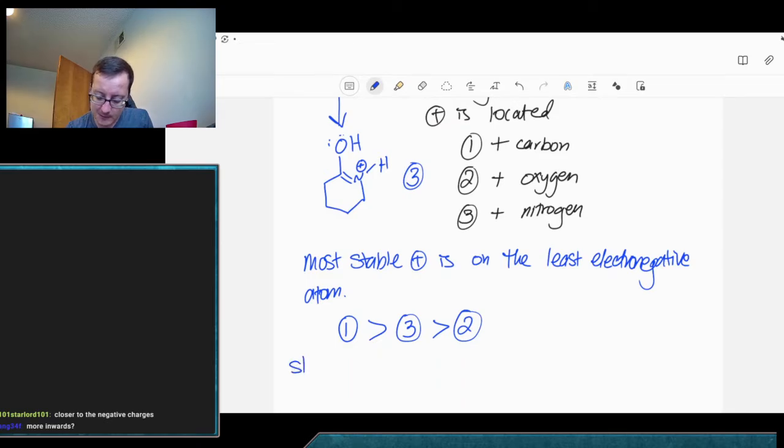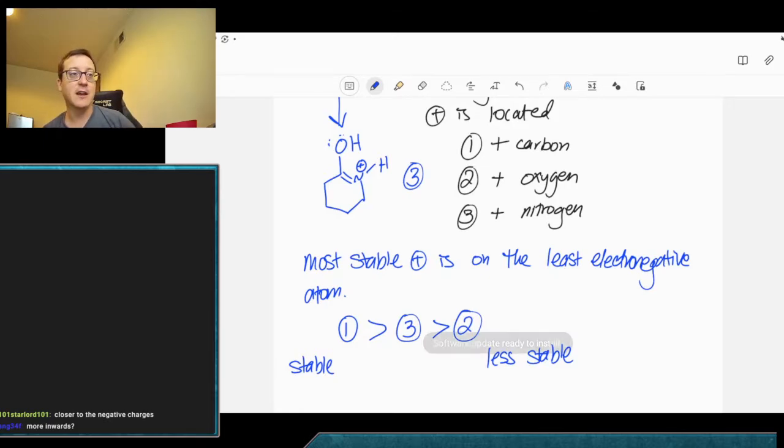So this is most stable, and the one with the oxygen positive is going to be less stable. If we were to rank these in terms of their stability, we'll say that resonance form 1 is the most stable because it's got its positive charge on the least electronegative atom, and then we're going to have it going forward. So our least stable has the positive on the most electronegative atom. So that's going to be that situation there.